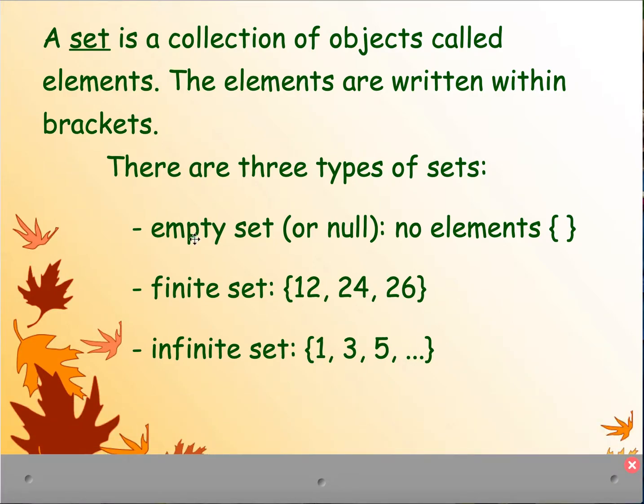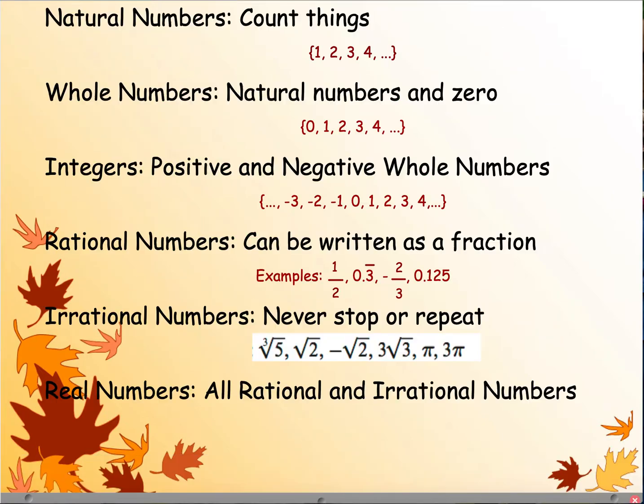So three types of sets: empty set, nothing in there, no elements in there; finite set, a limited number of elements within that set; and then an infinite set is an unlimited or an infinite number of elements within that set. On the outside, we have our brackets, sometimes referred to as braces.